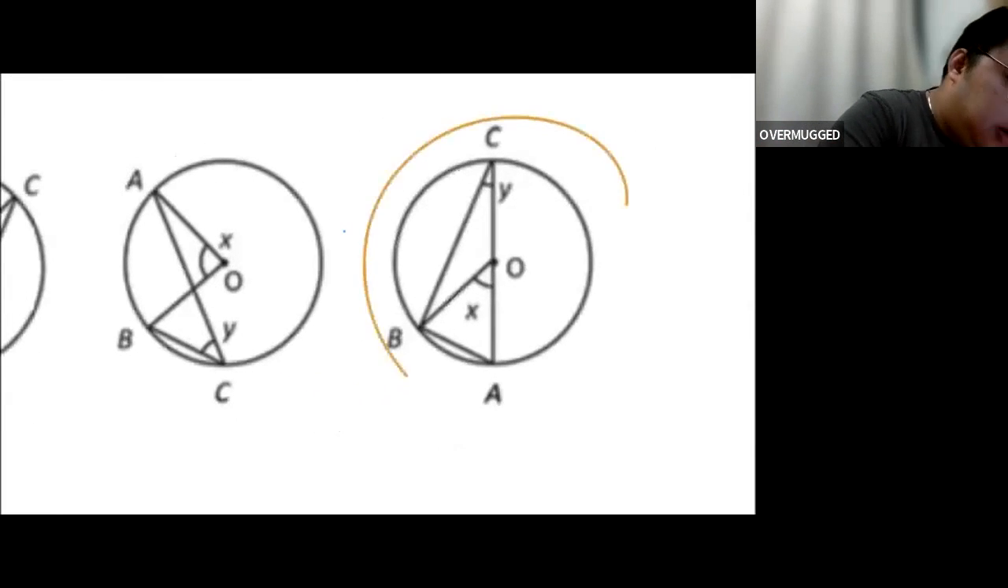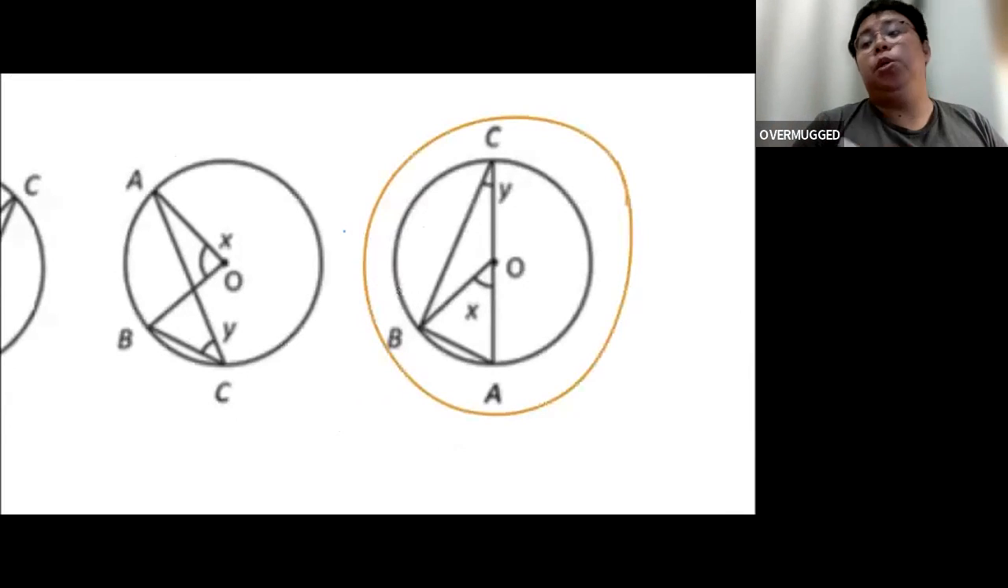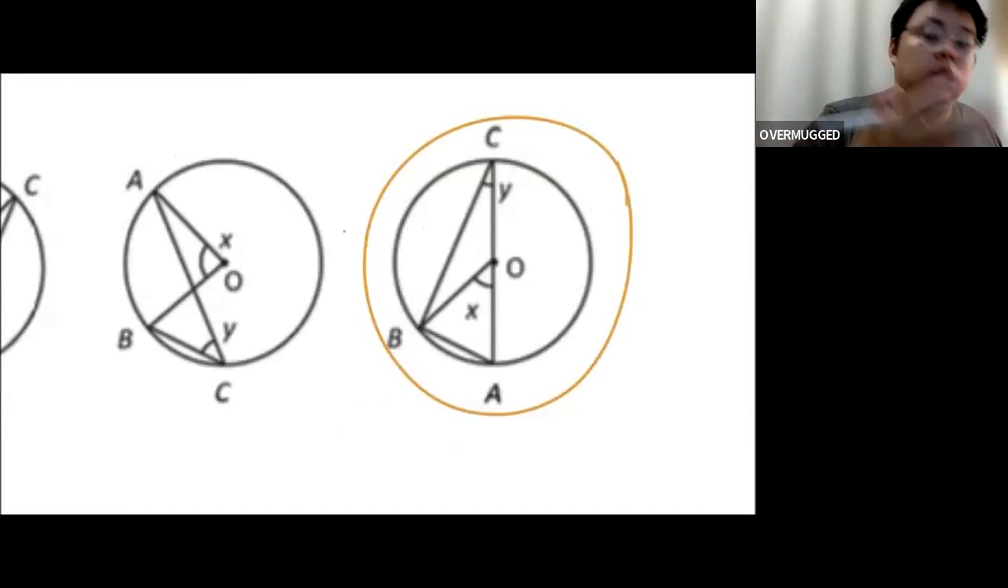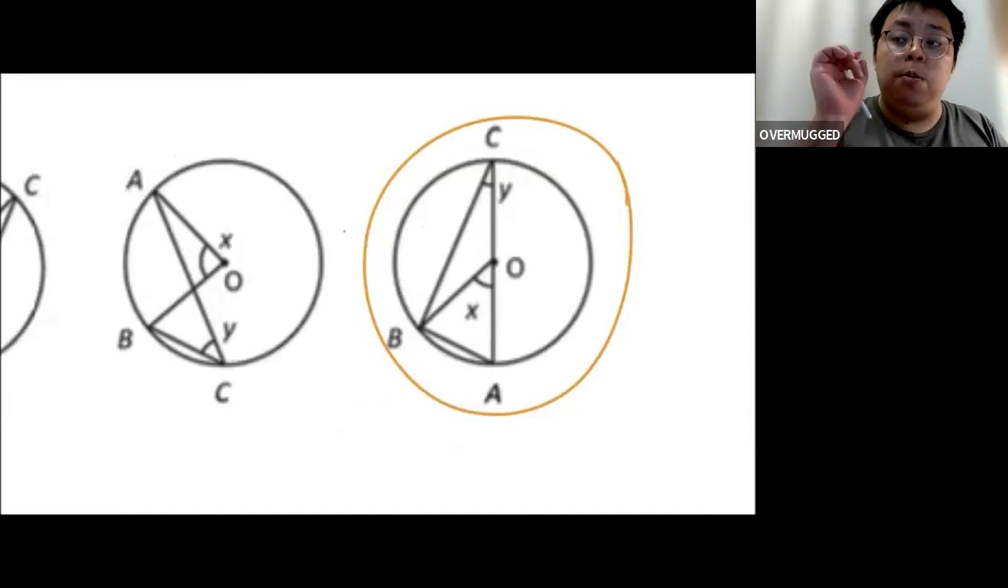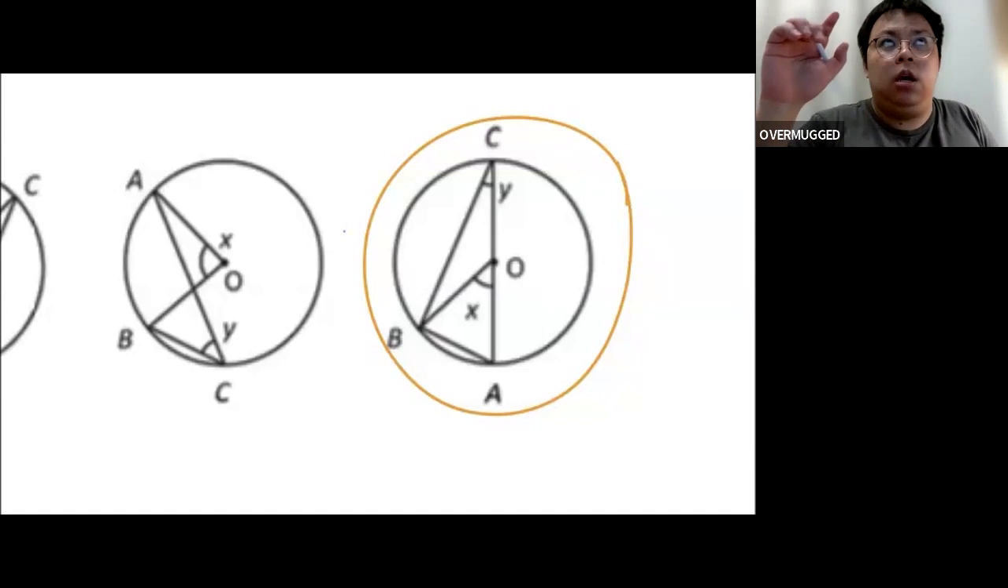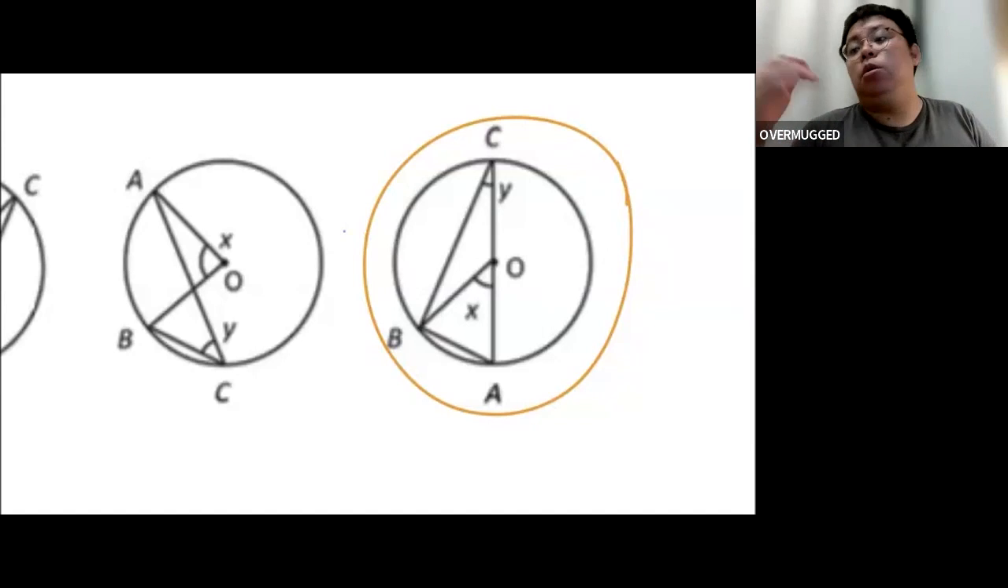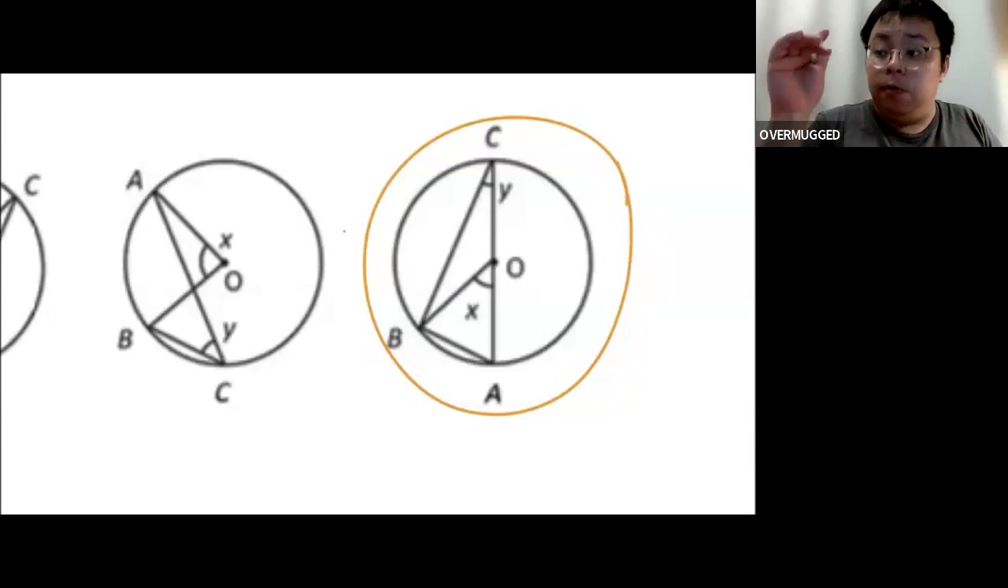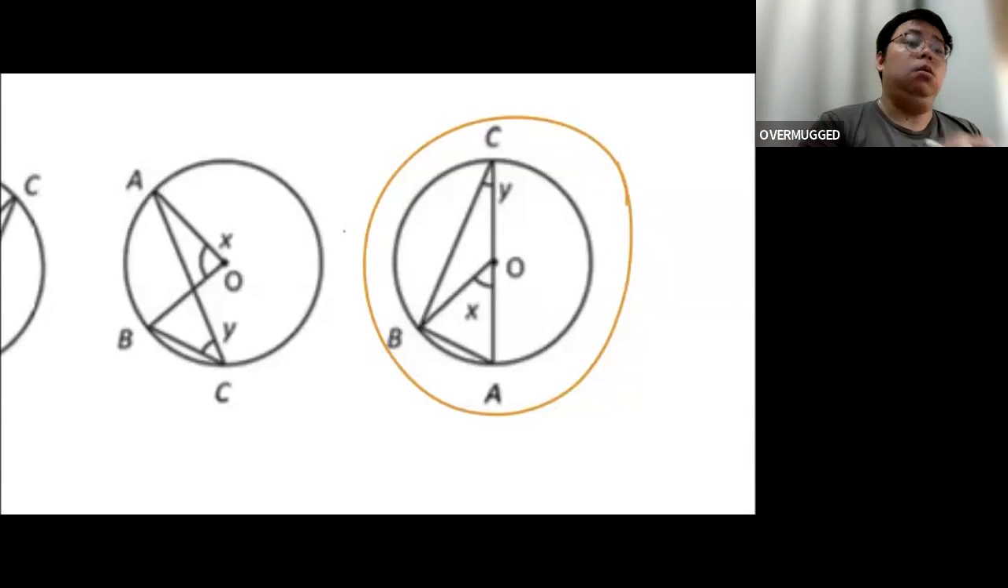Let's talk about this one first. This particular shape is very common in your arc length and area of sector chapter, as you will always see right-angled triangles within your circle. So you need to remember this fact. The angle at the center is double the angle at the circumference. So this shape here is very, very popular in your arc length chapter.